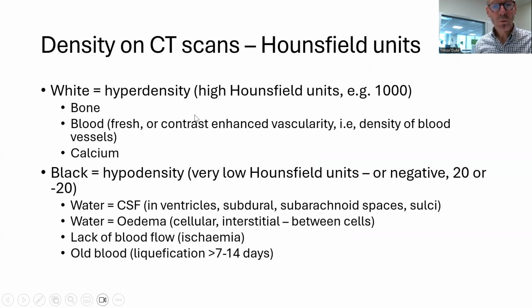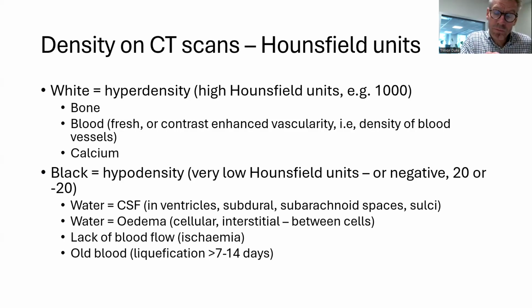The white structures are hyperdense. And as I said, there's a numerical spectrum on which you can measure this, and they're called Hounsfield units. I want you to appreciate what Hounsfield units are. Anything that's very, very dense, so bone or fresh blood, has very high Hounsfield units, and they're hyperdense. So bone has Hounsfield units that are well above 1,000. Fresh blood often is the same, around about 1,000.